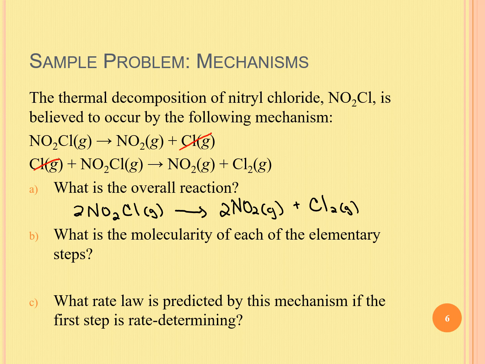Then part B asks, what is the molecularity of each of the elementary steps? So in number 1, unimolecular, right, because the only thing there is nitryl chloride. And in the second elementary step, there's a chlorine and a nitryl chloride, bimolecular.